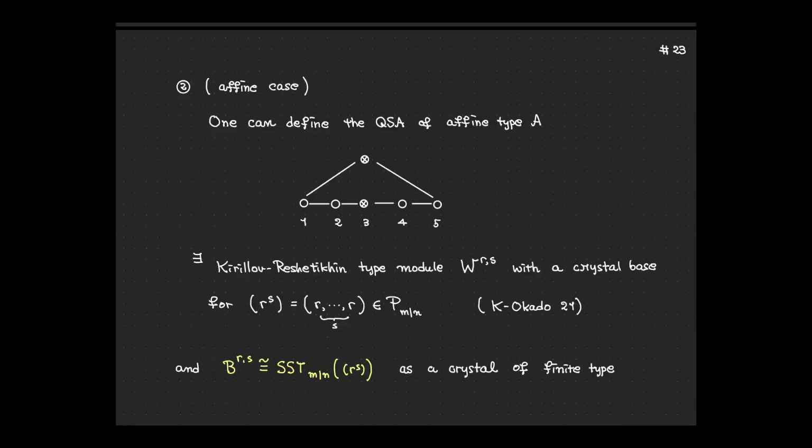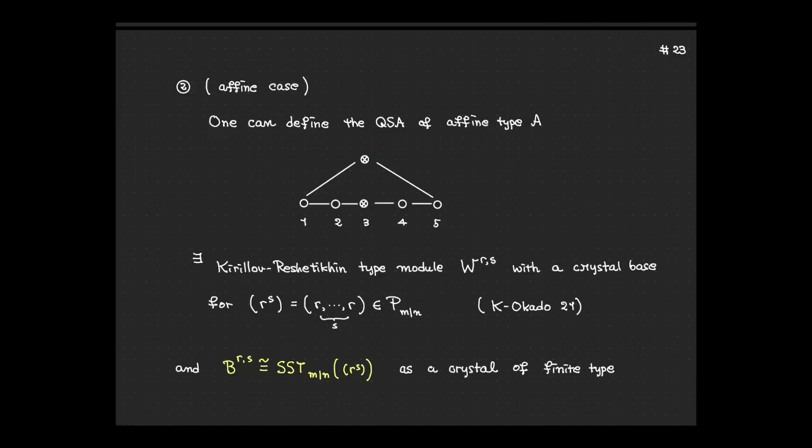Then recently, in joint work with Professor Okado, we constructed the Kirillov-Reshetikhin type module for this quantum superalgebra, and showed that it has a crystal base, and the underlying set of the graph can be realized in terms of the Young-Hook semistandard tableaux of a rectangular shape. And also we can describe very explicitly the crystal operators for the extra additional simple root.